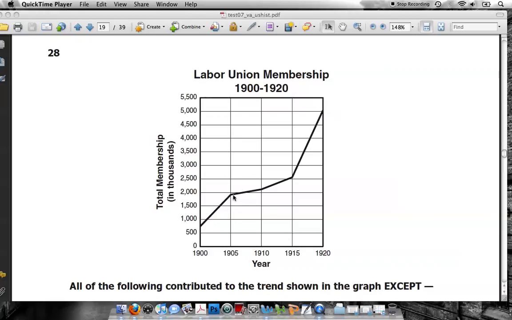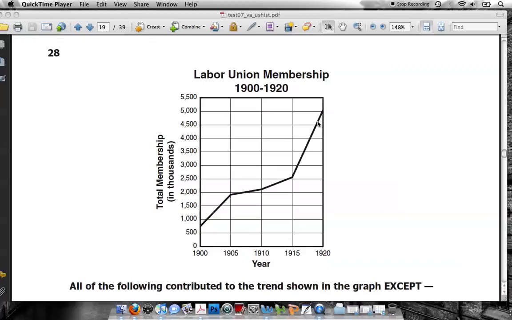We see this trend line, the numbers going up as we go from 1900 to 1920. So what's happening here? We see that the number of Americans, well, assuming Americans, this doesn't say anything about America, but since this is a U.S. history class, we can pretty much assume. We see that the number of members of labor unions is dramatically increasing between 1900 and 1905. Then it levels off some, but still going up, and dramatically increases from 1915 to 1920.